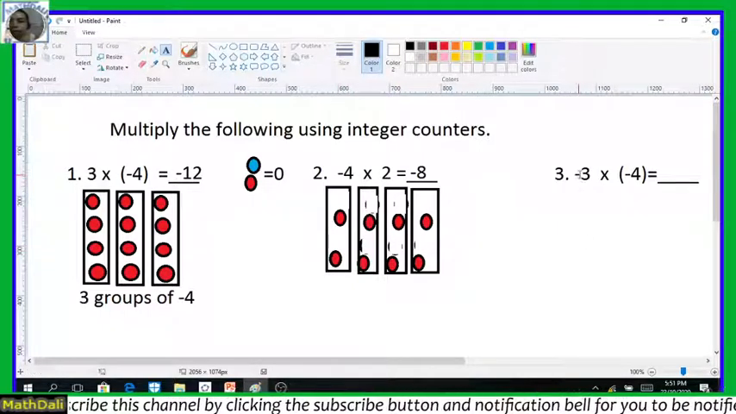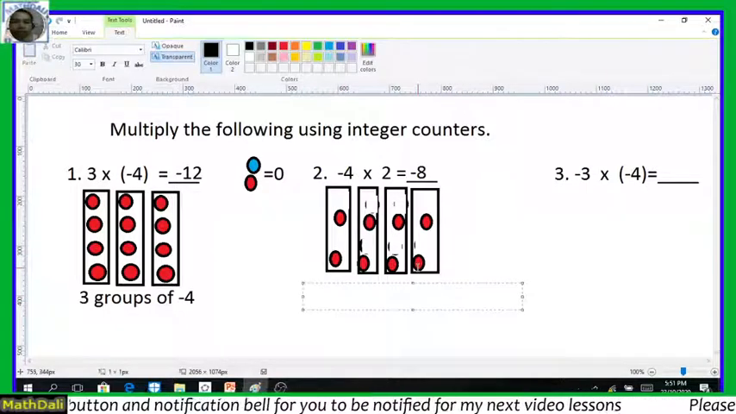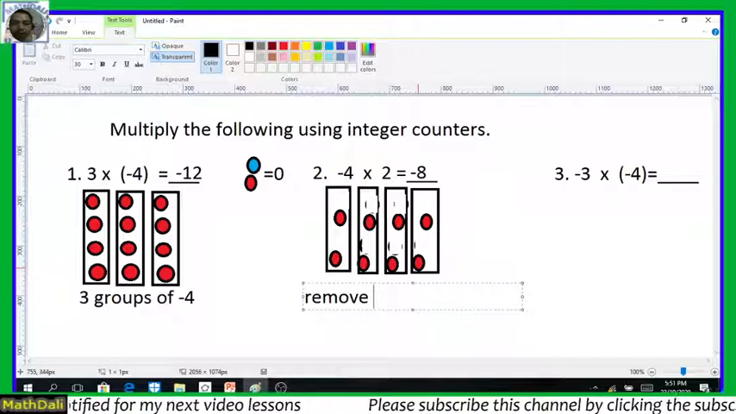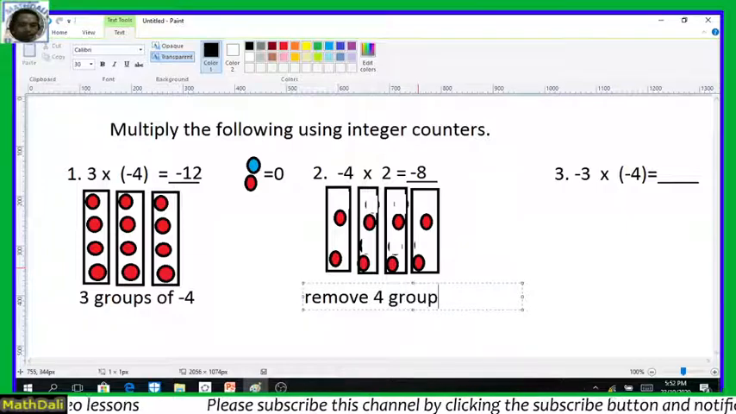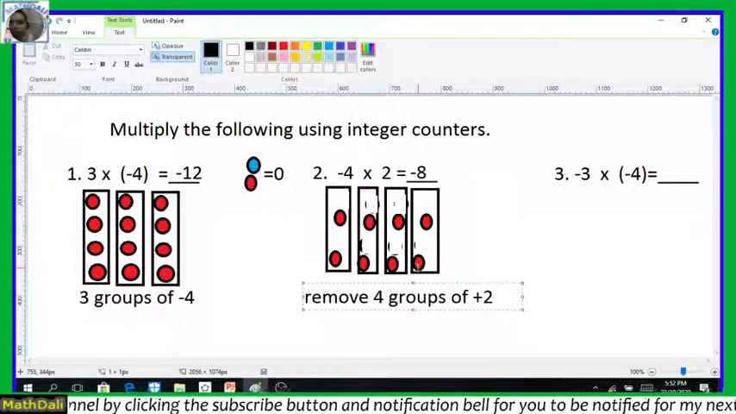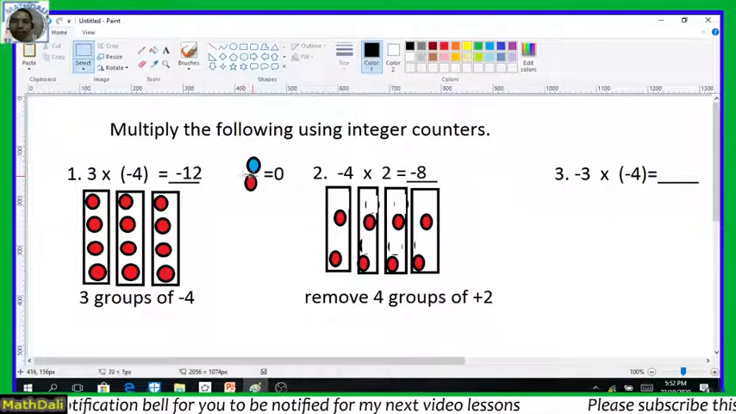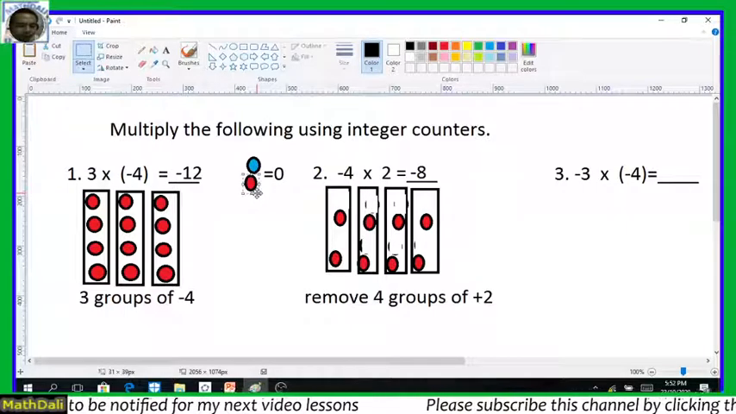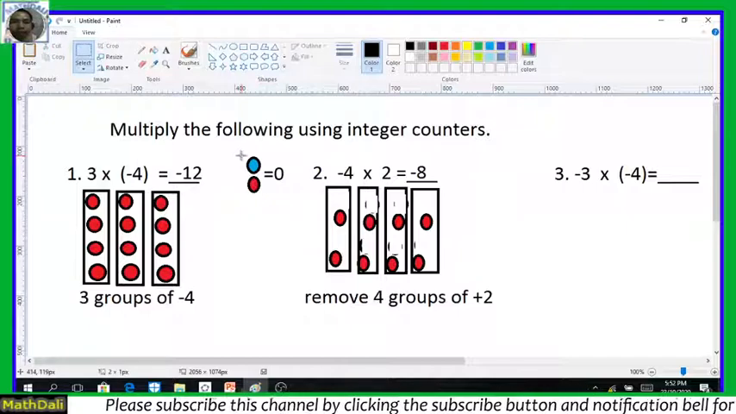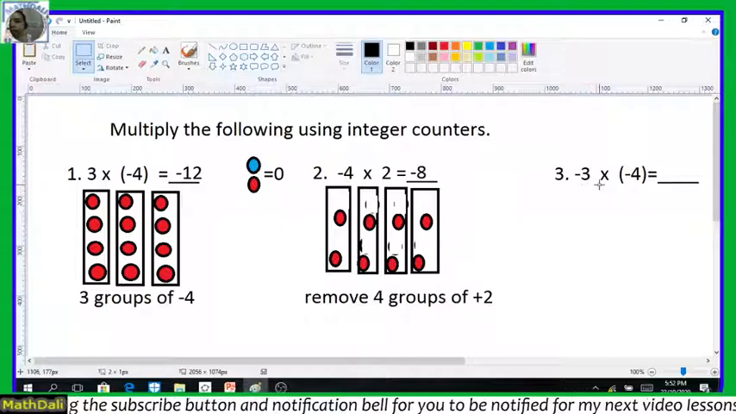Dito naman we have remove 3 groups of negative 4. Okay, so yan. Lalagay ko lang dito yung technique natin dito. We have remove sa integer counter, that is remove 4 groups of positive 2. Okay, so this example, medyo tapat ko lang yung ating negative dito. Ito yung ating kokopyahin. Okay, so dito naman we have remove 3 groups of negative 4.